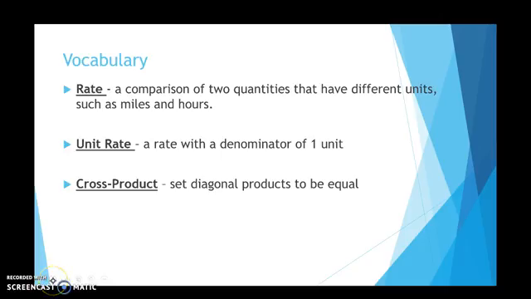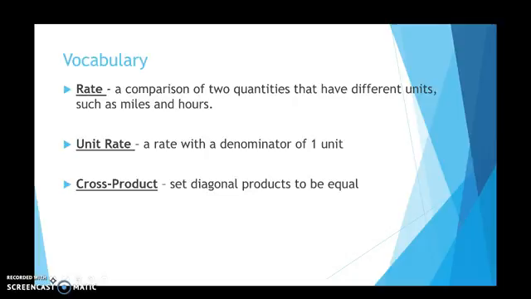Just as a reminder real quick, a rate is a comparison of two quantities that have different units, such as miles and hours. So for example, she traveled 300 miles in 2 hours. That's a rate. A unit rate would be a rate with a denominator of 1. So if I take that 300 over 2 hours, I would change that to she traveled 150 miles in 1 hour, which is unrealistic because she's going way too fast, but still an example.